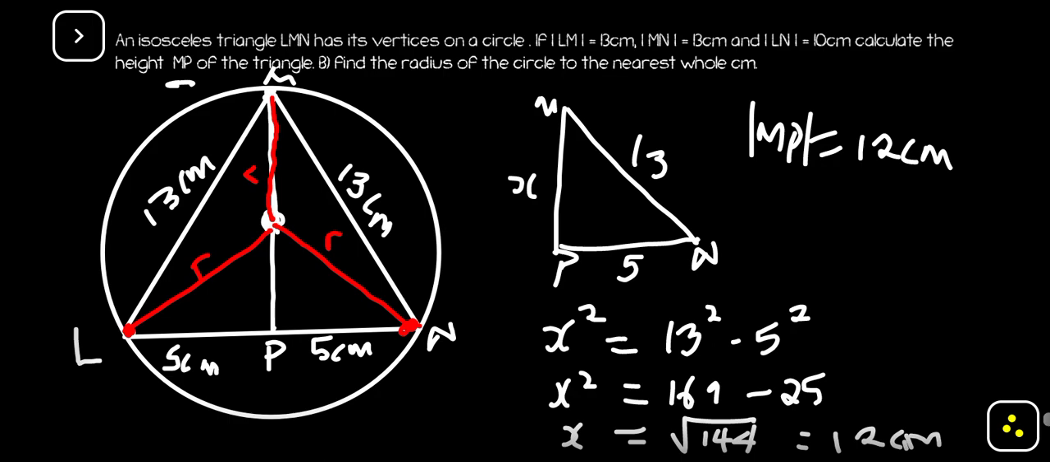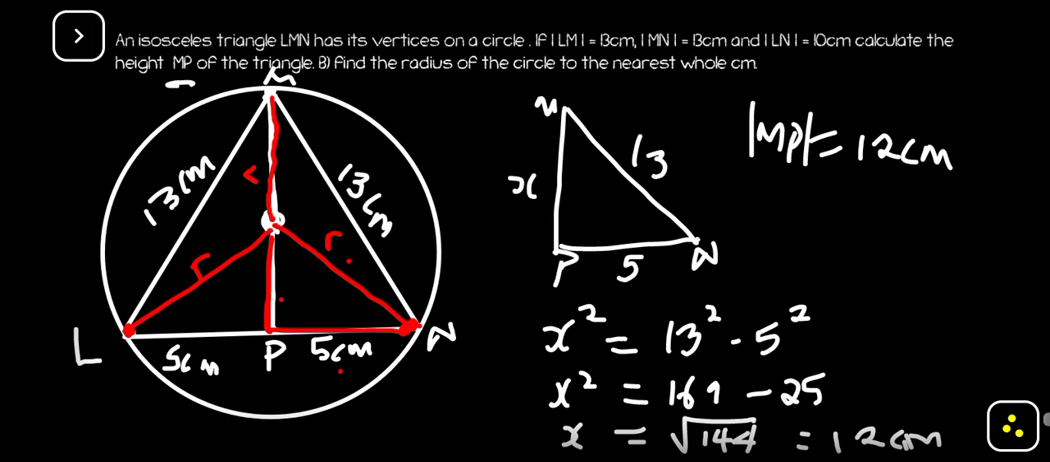Remember that here is 5. This is R. This side is the opposite side of a small triangle here. So if you look at this, I'm going to use this triangle here to be able to get the radius.